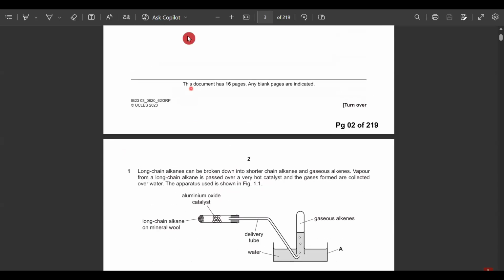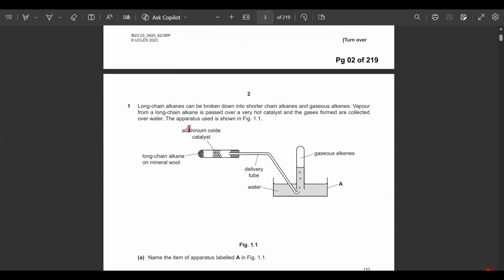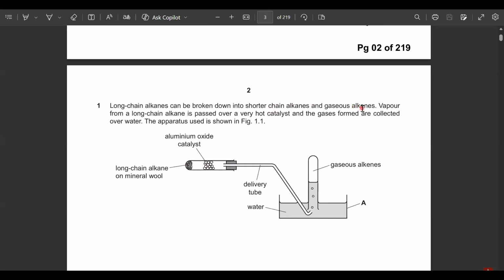The first question, you have to critically understand some of the parts of the questions. We have long chain alkanes that can be broken down into shorter chain alkanes and gaseous alkenes. This part comes from your organic chemistry, which you are already familiar with. So that happens when you can break down longer chain alkanes into smaller chain molecules.